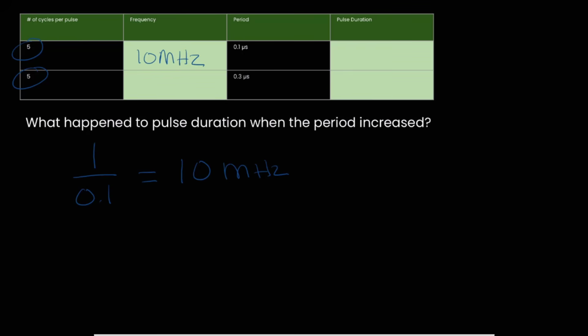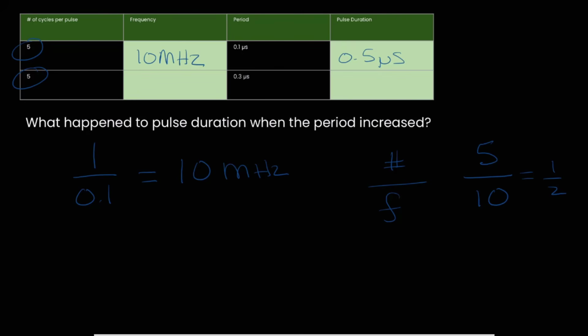Now we're going to switch over to calculating pulse duration, and this time I'm going to use pulse duration being equal to the number of cycles divided by the frequency. So we're told that our number of cycles is 5. We're going to divide that by the 10 megahertz. 5 divided by 10 equals 1/2. So our pulse duration is half of a microsecond in a wave that has 5 cycles per pulse at a 10 megahertz frequency. Let's switch to the bottom one.